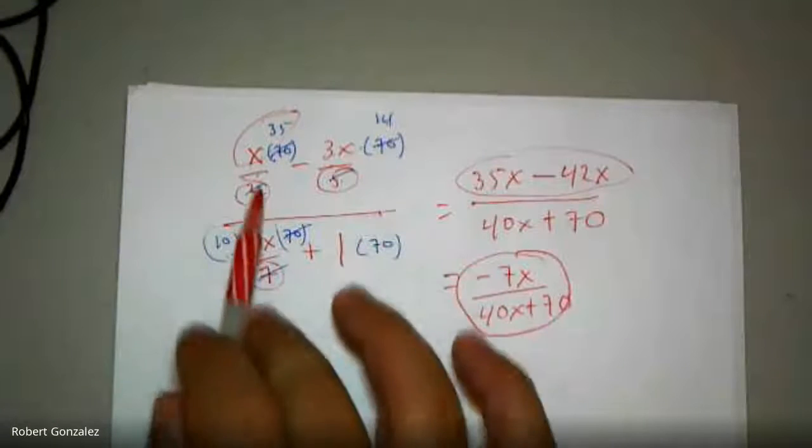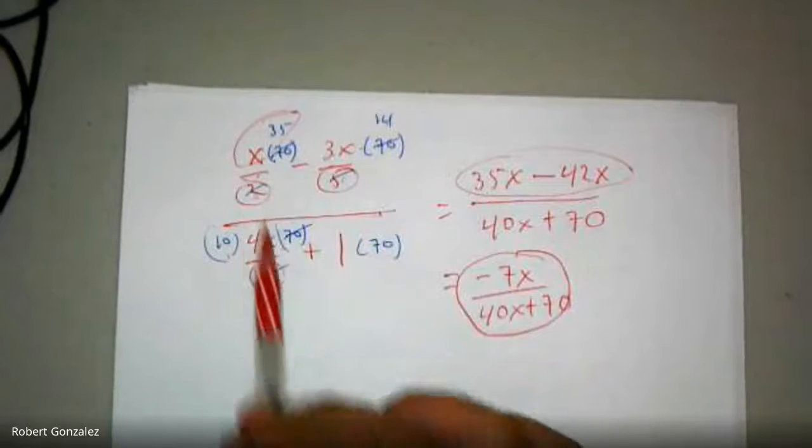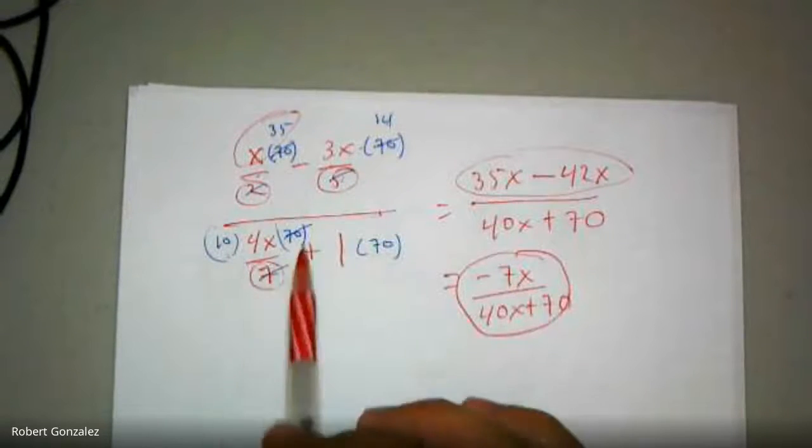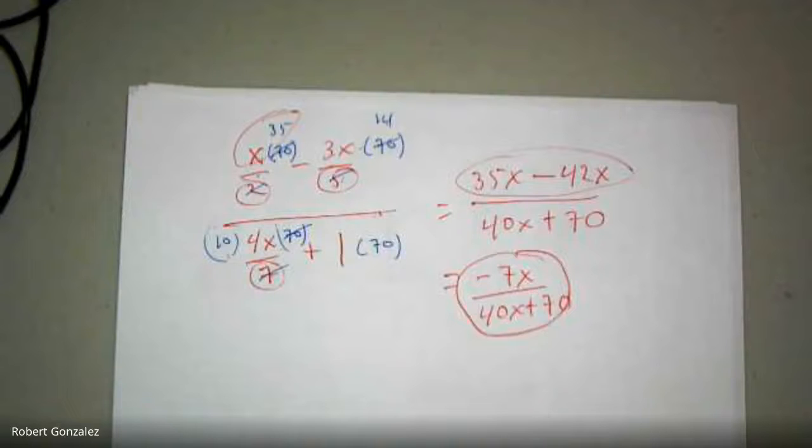Okay, so that's how you choose the least common denominator. You need something that's going to let us cross out every denominator within our complex fraction. What do you think? Yeah, I understand that one a little better now. Okay, so that's the concept there.